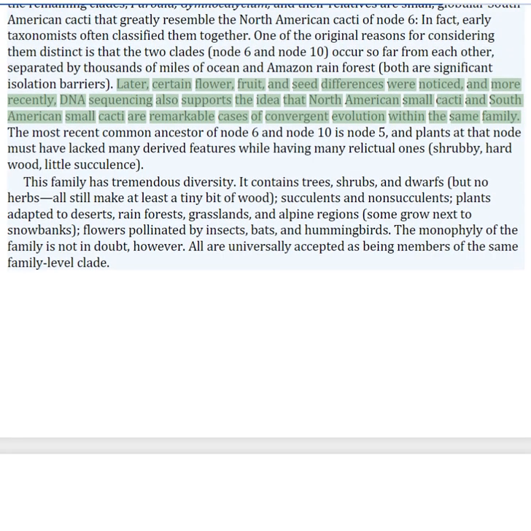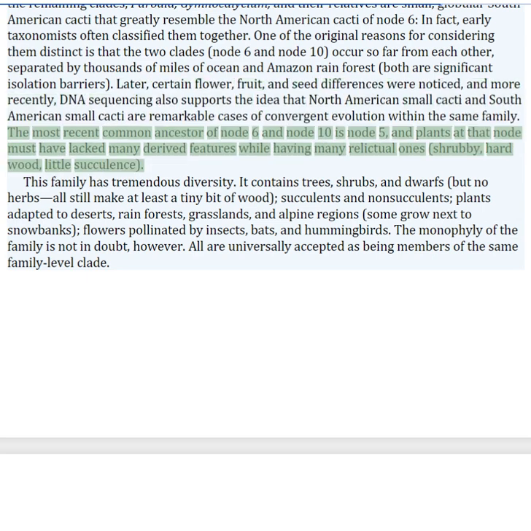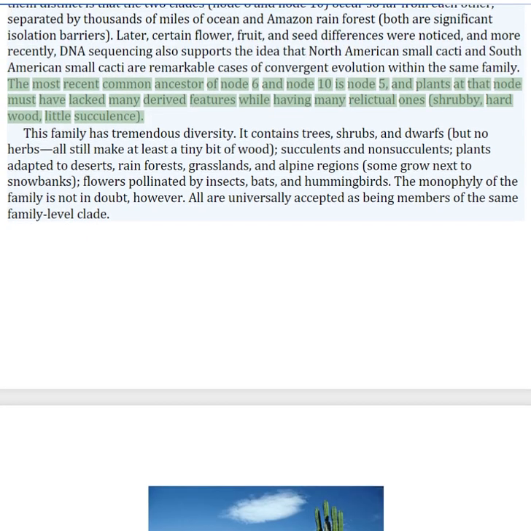Later, certain flower, fruit, and seed differences were noticed, and more recently, DNA sequencing also supports the idea that North American small cacti and South American small cacti are remarkable cases of convergent evolution within the same family. The most recent common ancestor of node 6 and node 10 is node 5, and plants at that node must have lacked many derived features while having many relictual ones.